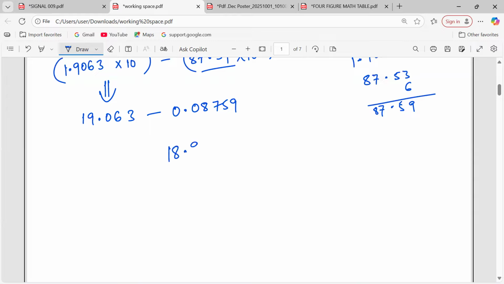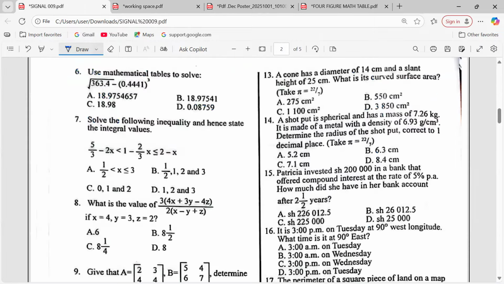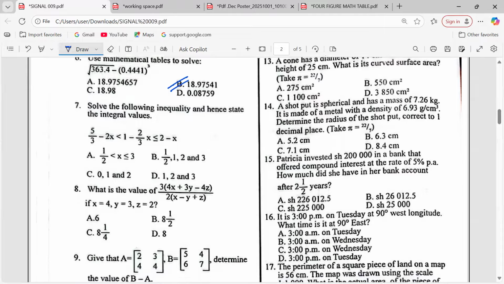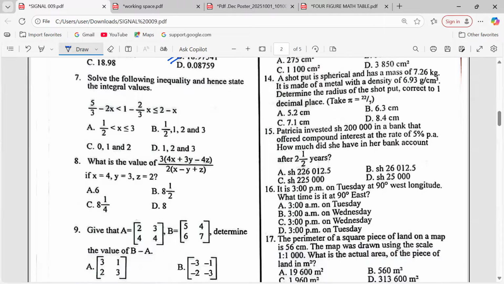18.97541. I don't know the accuracy they needed the answers in, but we can now check. 18.9751. Now this becomes our answer, part B. I think we've organized the work very well, and that is why the answer is exactly displayed in the choices that you have. Look at number 7 now, our next question.